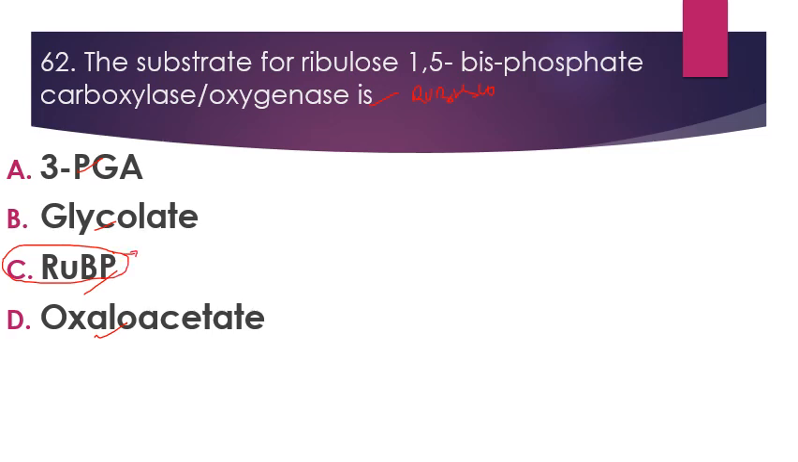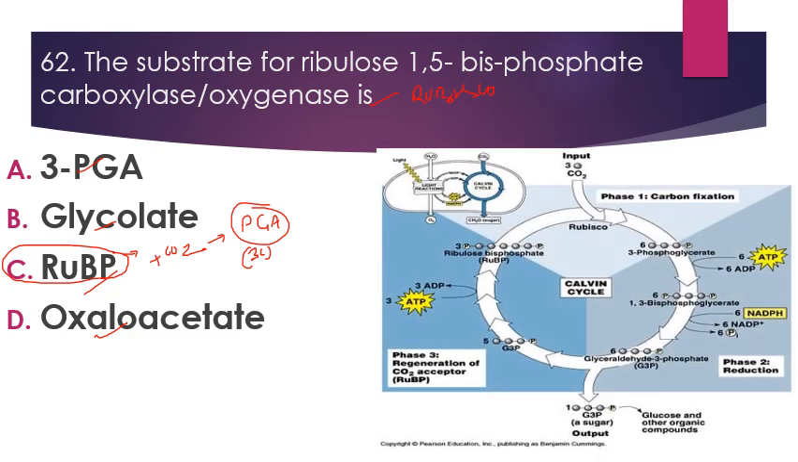It works on this along with carbon dioxide or oxygen and forms PGA. That is the first stable product of the C3 cycle, and it is made up of 3 carbon atoms. That's why this is known as the C3 cycle. So its substrate is ribulose 1,5-bisphosphate. As we can see here, this is Rubisco.